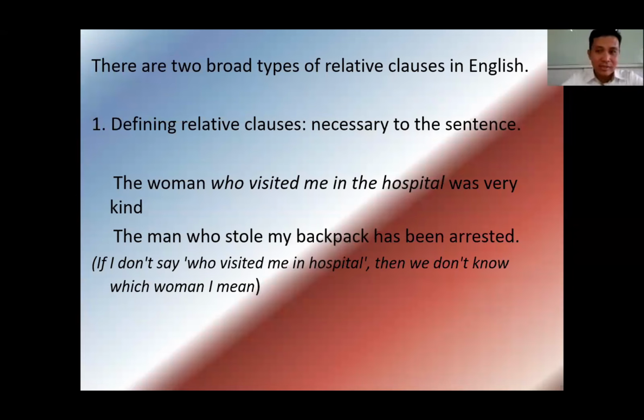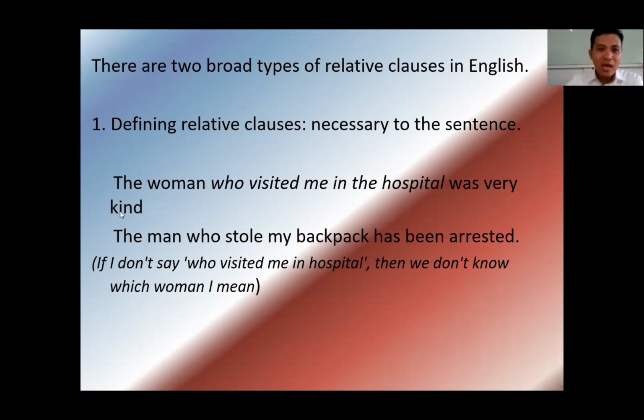Okay, so relative clauses. There are two kinds of relative clauses, divided into two: defining relative clause and non-defining relative clause. What is the defining relative clause? It's necessary. It means the clause is very important in the sentence, very necessary to the sentence.